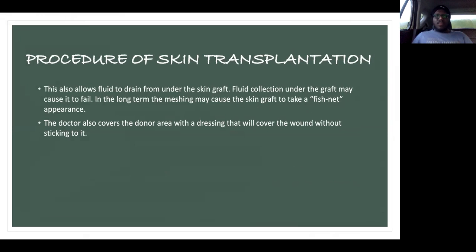This also allows fluid to drain from under the skin graft. Fluid collection under the graft may cause it to fail. In the long term, the meshing may cause the skin graft to take a fishnet appearance. The doctor also covers the donor area with a dressing that will cover the wound without sticking to it. So this is how a skin transplantation is done.